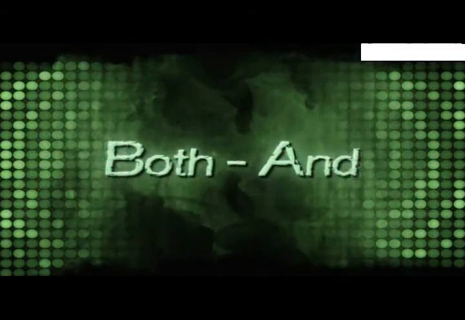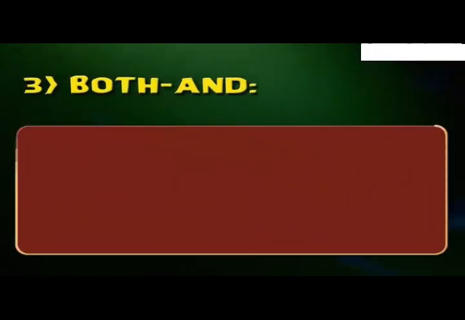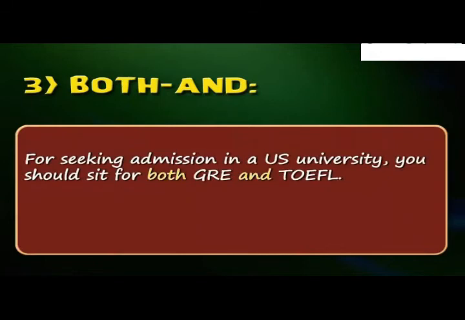Now let us understand about correlative conjunction, both and. 3. Both and. A. For seeking admission in a US university, you should sit for both GRE and TOEFL. Here, both and is used in the sentence as correlative conjunction, as both GRE and TOEFL have same importance in the sentence. One needs to clear both GRE and TOEFL for seeking admission in the US university.